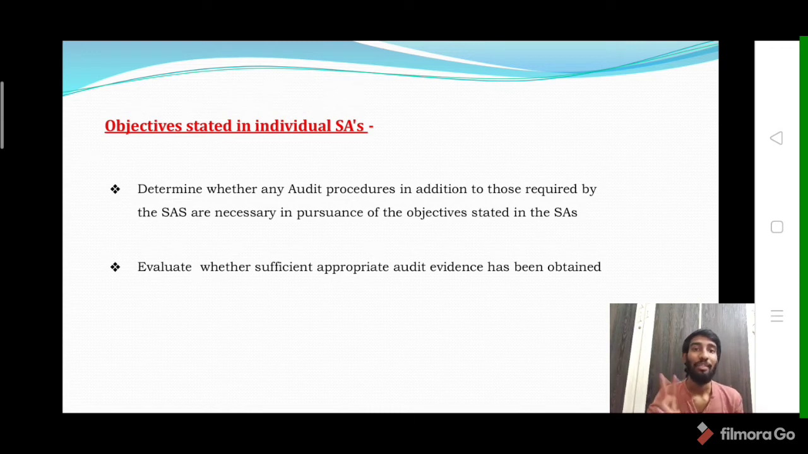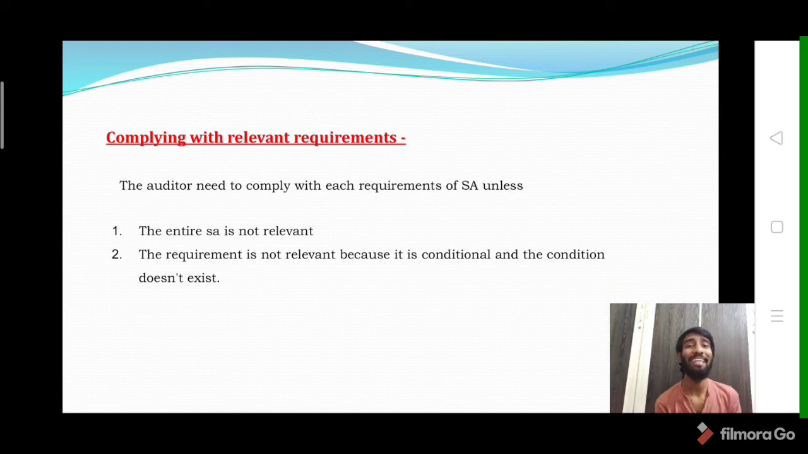Next one, evaluate whether sufficient appropriate audit evidence has been obtained. So we should evaluate whether we obtained sufficient appropriate evidence or not, right? Here in such circumstances we use professional judgment, as we discussed in the previous video. Okay, and the next topic is complying with relevant requirements.